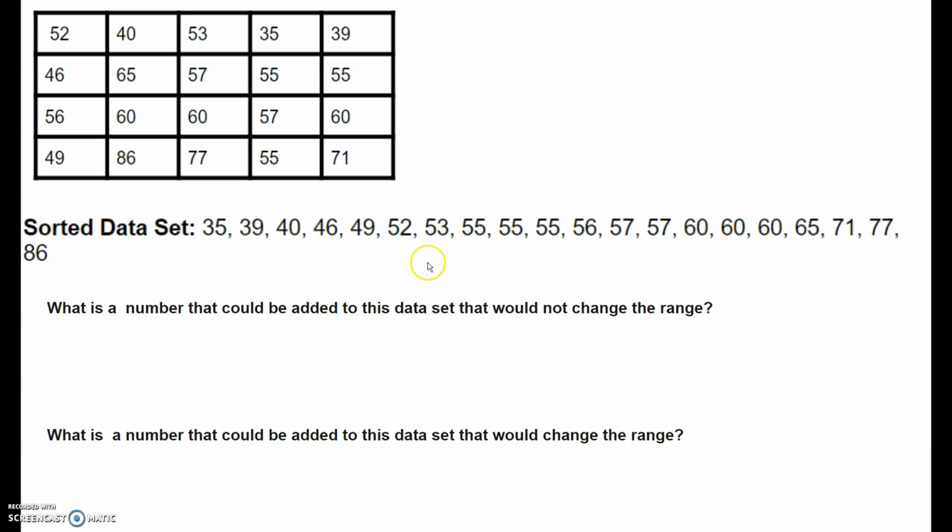All right, well, your answers may vary. An example is 43. I can add 43 to this data set and it will not change the range, because it is between 35 and 86. Any number between the maximum and the minimum will not change the range because the maximum and minimum aren't changing. So when you take the difference, it will be the same. The spread will be the same. So if you add any number, like for example 43, which will go about right there, my range will still be the same.